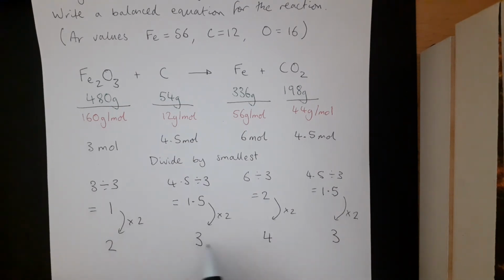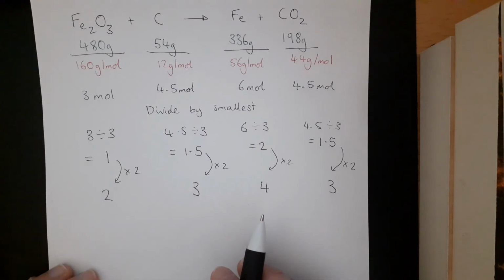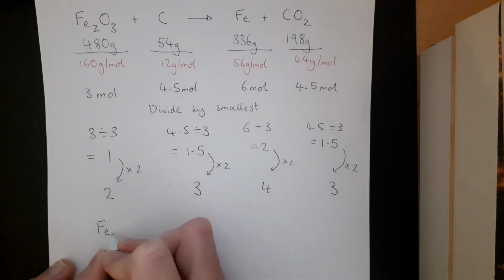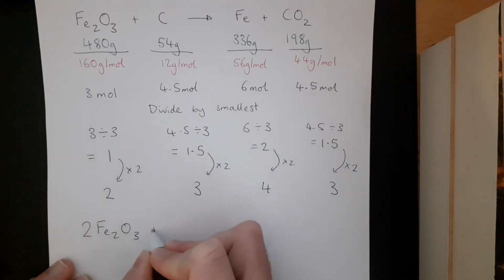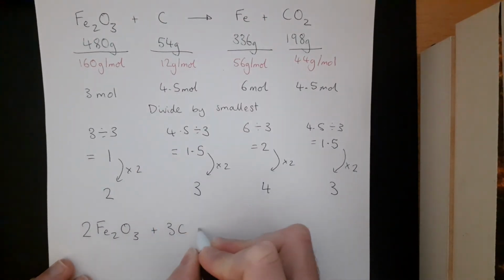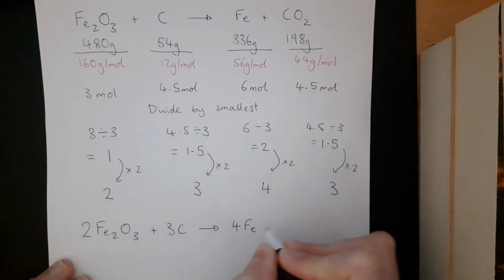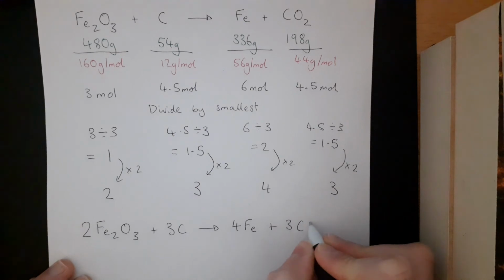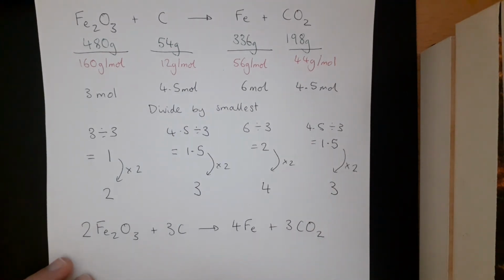Okay. But these then are my numbers that I'm going to then use to balance my equation. So we're going to have Fe2O3, but we're going to put a 2 in front of that. We're going to have 3 carbons. We're going to have 4 irons, and we're going to have 3 CO2s. And let's just check that that actually is a balanced equation. I've got 2 lots of 2, so I've got 4 irons here, and I've got 4 irons there, so that's good. 2 lots of 3, so I've got 6 oxygens here, and I've got 3 lots of 2, so I've got 6 oxygens there, and I've got 3 carbons, and I've got 3 carbons. So that is balanced.